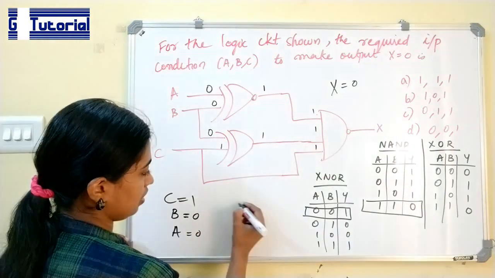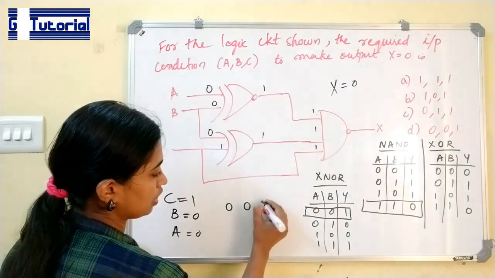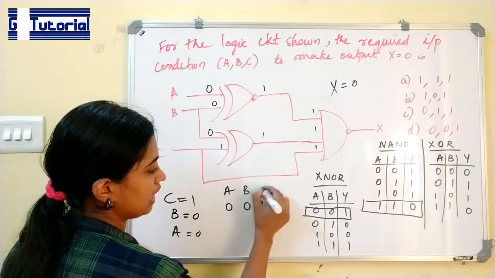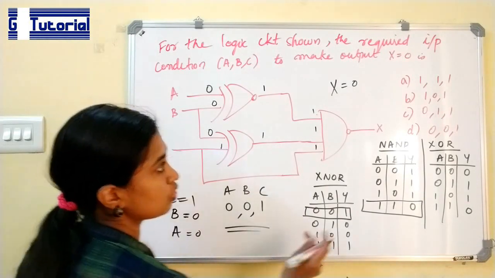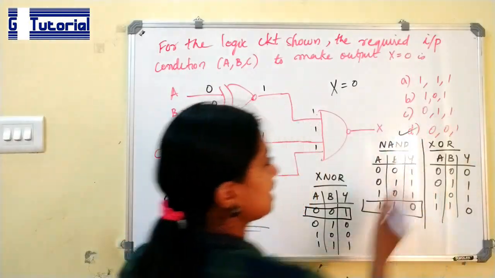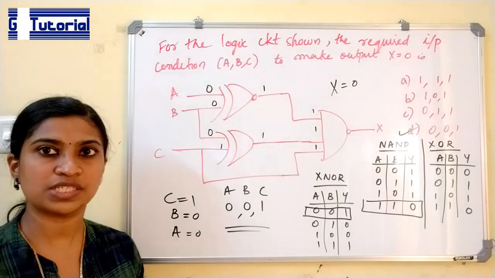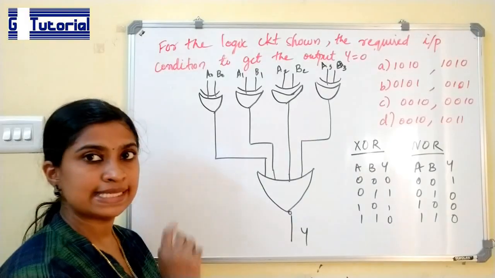So, the actual input is 0, 0, 1 for A, B and C. This is the condition. D is the correct option. Next question.